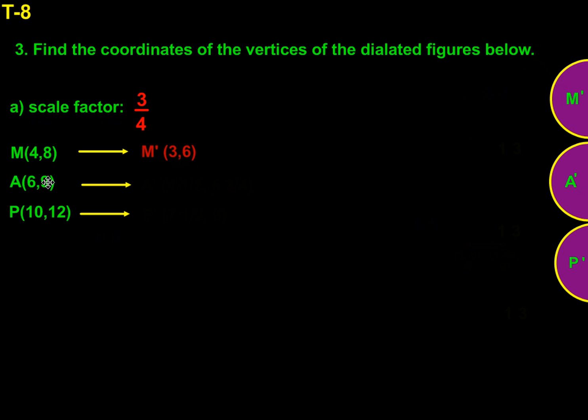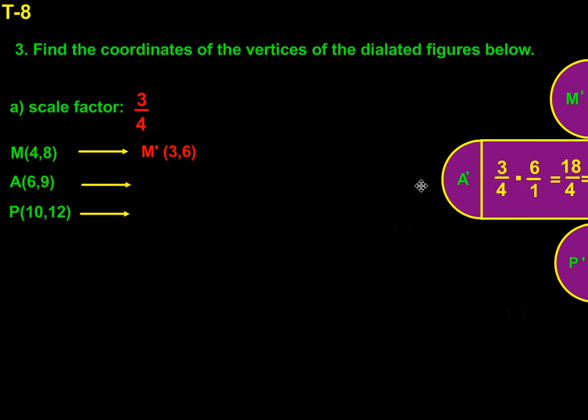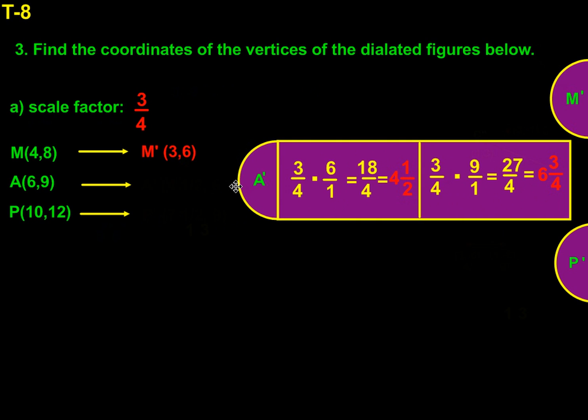Now we're looking at 6 and 9 as our original coordinates, and our A prime coordinates are going to be 6 and 9 multiplied by 3/4. I could do cross product for the 4 and the 6, but neither will be reduced to 1, so it's not really worth the effort to do that. 3 times 6 is going to get us 18. 4 times 1 is 4. It's an improper fraction. 4 goes into 18 4 times with 2/4 left over, which reduces to 1/2.